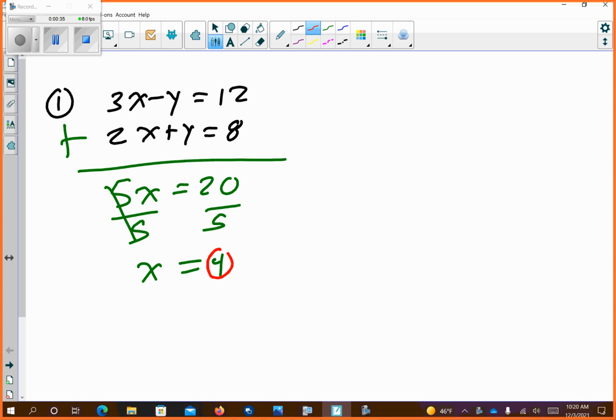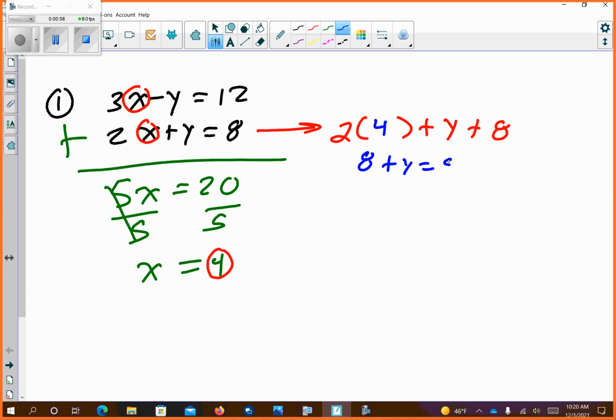So what should I do with this 4, my friends? Plug it in. So I can plug it into the top one or the bottom one. Doesn't matter. I'll pick the second one just because I felt like it. Okay, what was inside those parentheses? What do these parentheses originally mean? What was there? X. No, it's going to go there. 4. So 2 times 4. Subtract 8.